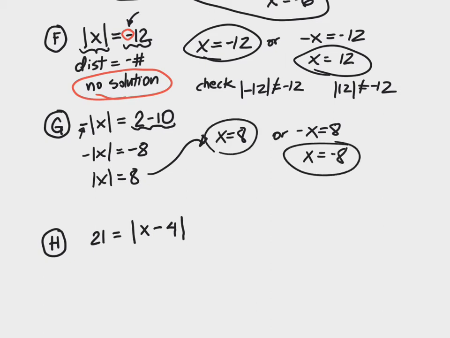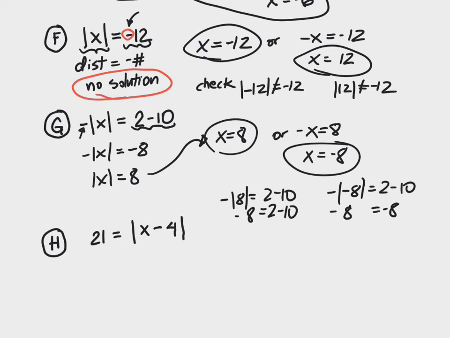Again, if I check my answers here, I say, okay, what is the absolute value of -8? It's 8. Make it negative, you get -8. And sure enough, 2 minus 10 does equal -8. Yes, and again, checking -8, we get the same result. 2 minus 10 again is -8, and the absolute value of -8 is 8. So notice how this checks out both ways.